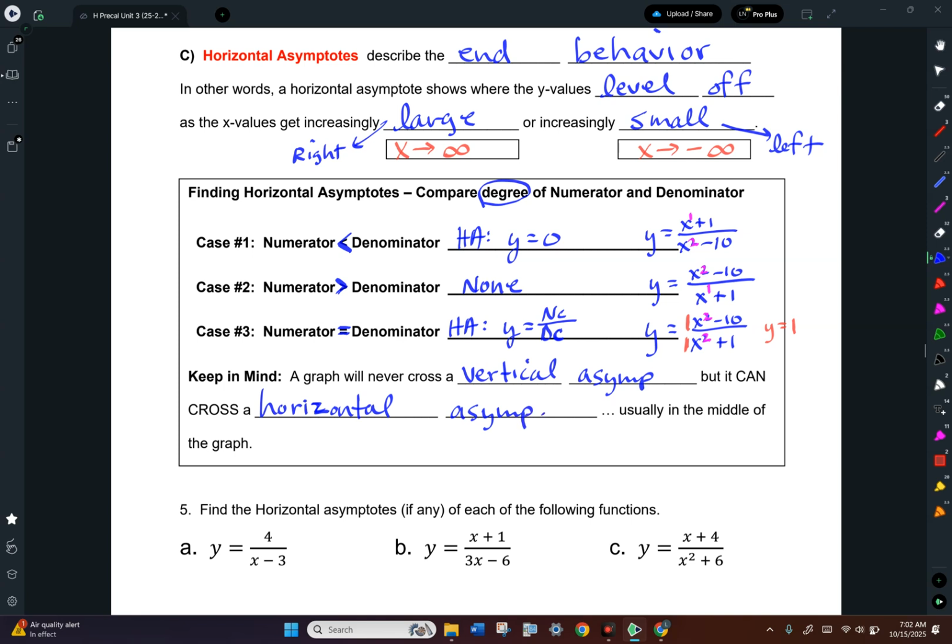Okay, and if it does cross a horizontal asymptote, it's usually going to be in the middle. Just to show you a little bit of an example, maybe I have, I'll put it in green, a horizontal asymptote here. It's possible that when you graph it, somewhere in the middle it crosses it, but who knows what happens. See how I crossed it right there in the middle? But then, as I go out to the far right and the far left, it's still leveling off at that asymptote. Okay?